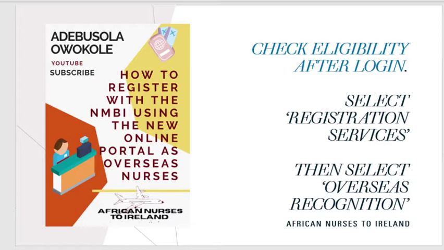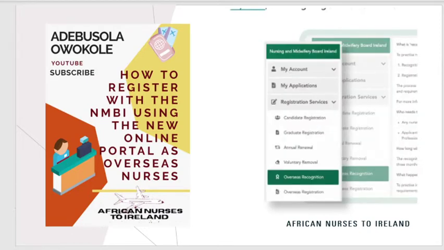In the portal, once you log in, select registration services, then you select overseas recognition. I'll show you on the next screen. So once you log in, you should see something like this. You can see the green highlight. Select registration services. That's it. There's a drop down arrow. Then you click on overseas registration recognition, just to know if you are eligible or not, because different people have different qualifications from different locations, despite the fact that they are African nurses. That's why you need to check your eligibility.